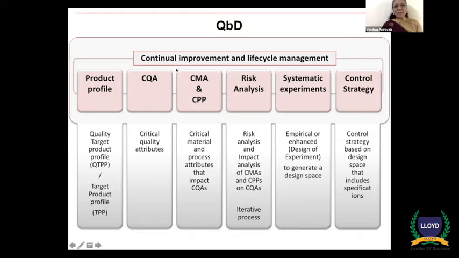But to explain to the students in simple words, I tell them that you have to give an exam and get a minimum of 80% passing. So can you list what are the CQAs, CMAs, CPPs, risk analysis, systematic experiments? What would you do?